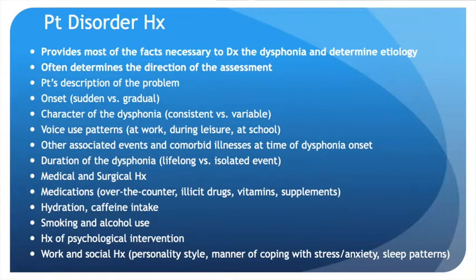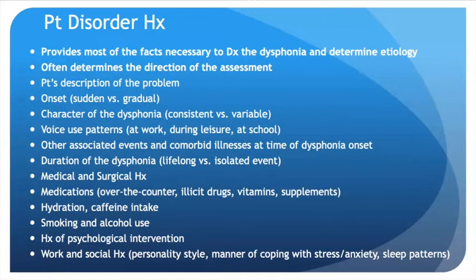So you'll have the patient kind of describe the problem, what the onset is, if it's sudden versus gradual, kind of the character of the dysphonia, if it's constant or is it variable, what are their voice use patterns like in terms of their needs, what do they do for work, what do they do for leisure, what kind of school voice use patterns do they have, what are their responsibilities, any other associated events and comorbid illnesses that happened at the time that the dysphonia began. What is the duration of the dysphonia? Is it kind of a lifelong thing? Has it been going on for 6 months? Was it kind of an isolated event?